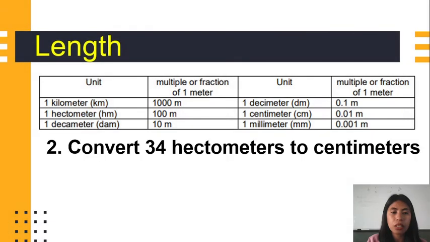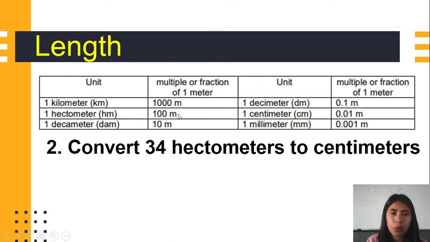Another example: convert 34 hectometers to centimeters. The first thing to do is look at the table. Do we have a conversion from hectometer to centimeter? We don't have a direct conversion from hectometer to centimeter. So first, we need to look at the table for hectometer. We have here hectometer going to meter. So we have there meter.